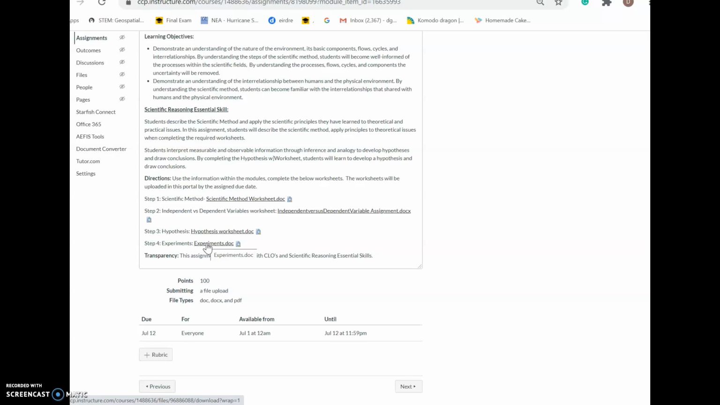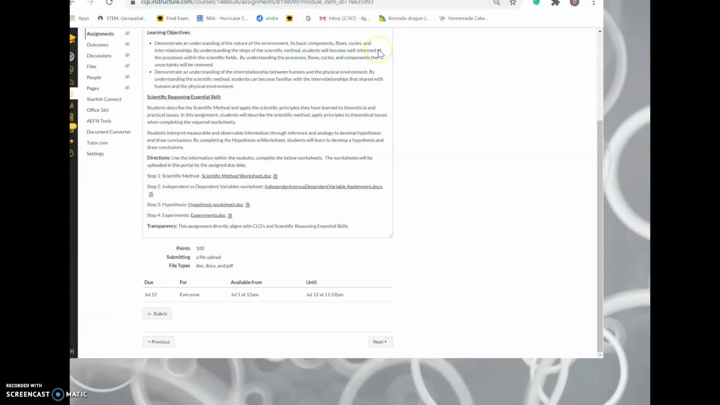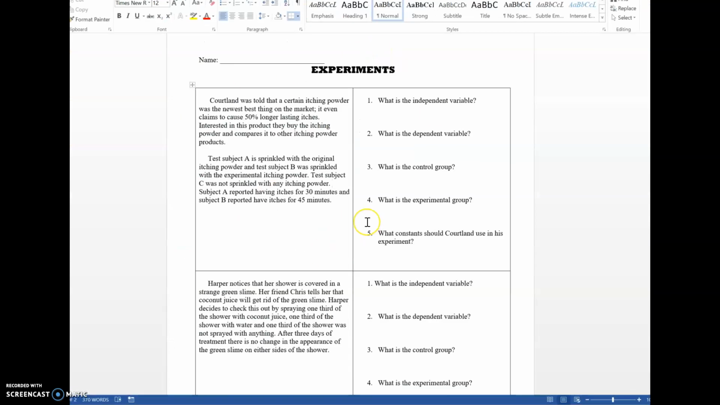So let's walk through the experiments. If you click on here, it'll open up the document, and here's the document. I will walk you through the first experiment, and then you can do the second two by yourselves. And we're reinforcing concepts that we've learned already in the other worksheets. So we are looking at independent variable, dependent variable, control group, experimental group, and constants, which we've already covered in the other worksheets. So this is just a tool to reinforce those. I've used my children as models in these experiments. So let me walk you through this first one.